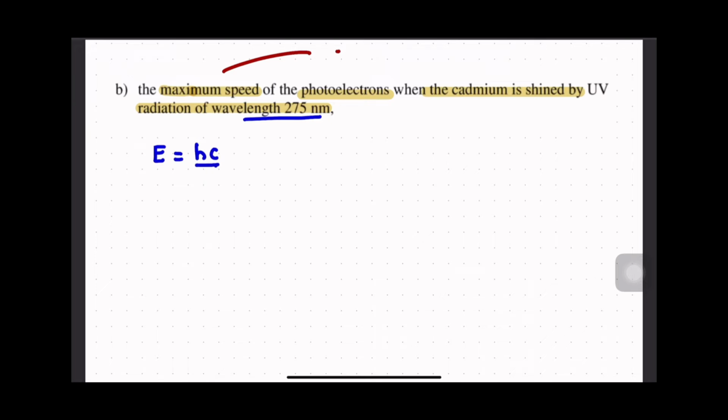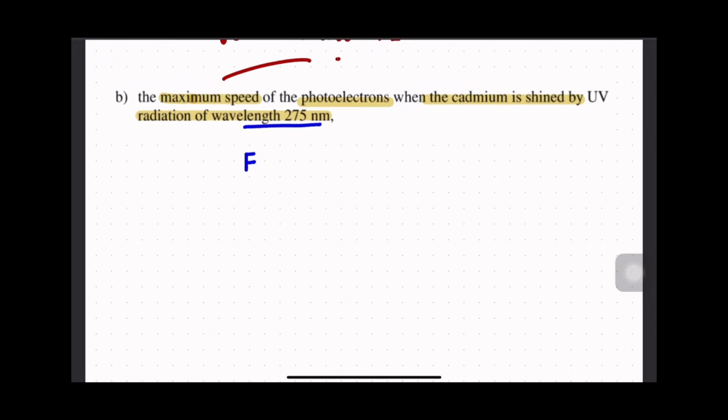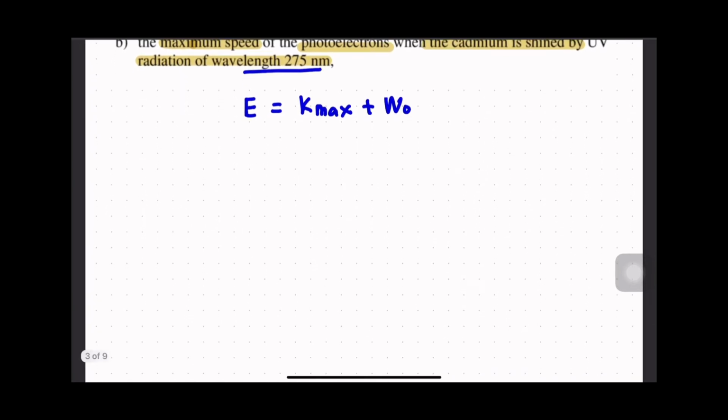So if I write the equation, energy of light is equal to K max plus work function. Make sure all units are in SI unit. We calculate the energy because they give the wavelength. So energy equals hc over lambda. K max, because we want to find the speed. So we expand it to half mv squared plus work function. And substitute the values.